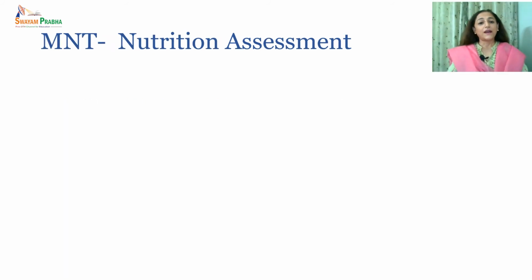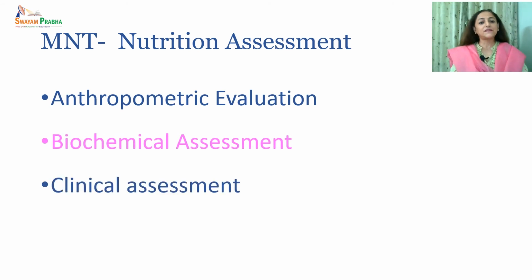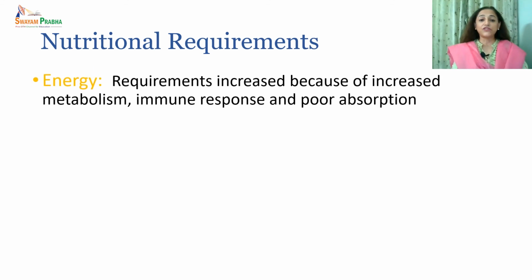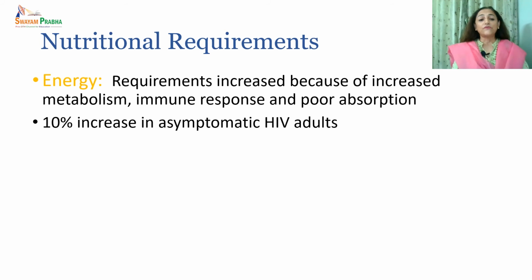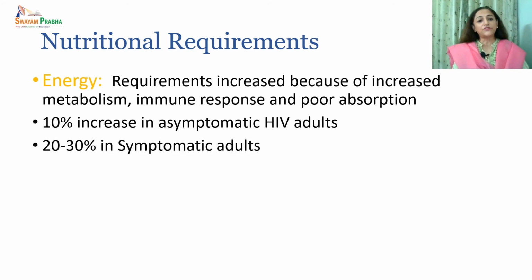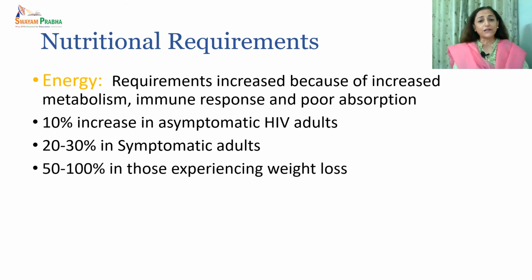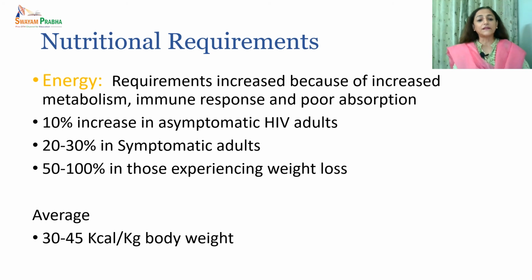For nutritional assessment, as we have already studied, we go for anthropometric evaluation, biochemical assessment, clinical assessment, and then dietary recall. The energy requirements are increased because of increased metabolism, immune response, and poor absorption. So we go for a 10% increase in asymptomatic HIV adults, and then 20 to 30% of energy has to be increased in symptomatic adults because their requirements have risen further, and 50 to 100% energy requirements are to be increased in those who are experiencing extreme weight loss. On average, the calories are 30 to 45 kilocalories per kg body weight. That is the recommendation for energy.